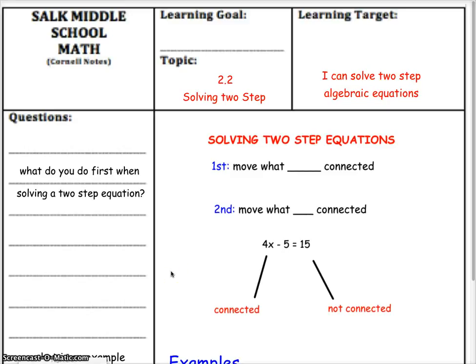Okay, we are moving into our second unit in algebra. You are going to be able to solve two-step equations today. Two-step equations means you have to do two things to get the variable alone. So the first thing you do is move what isn't connected to the variable.